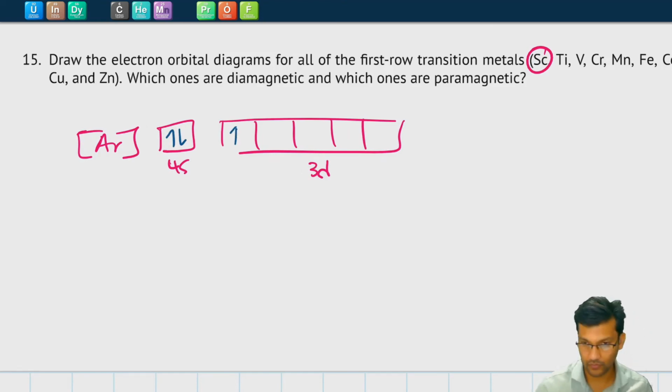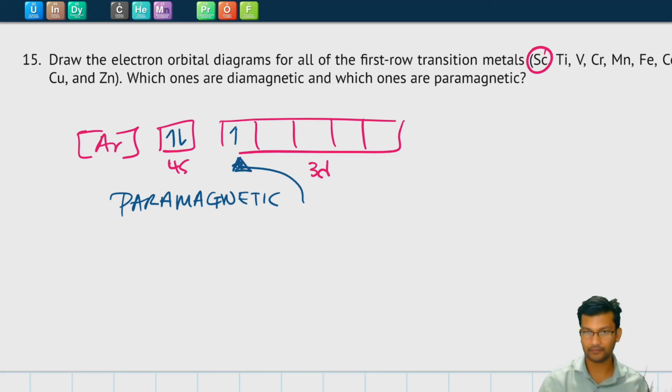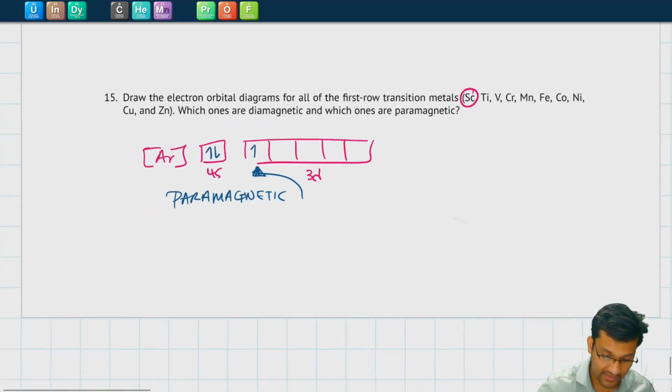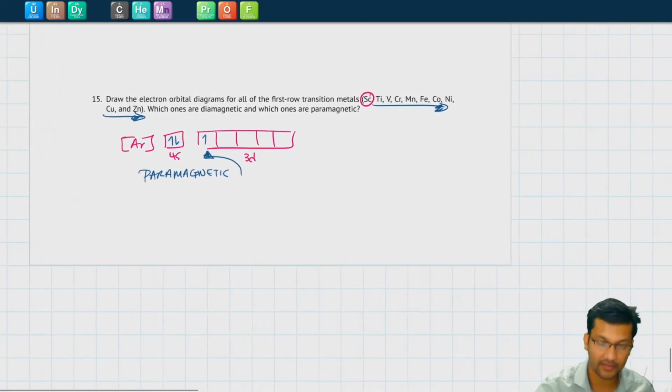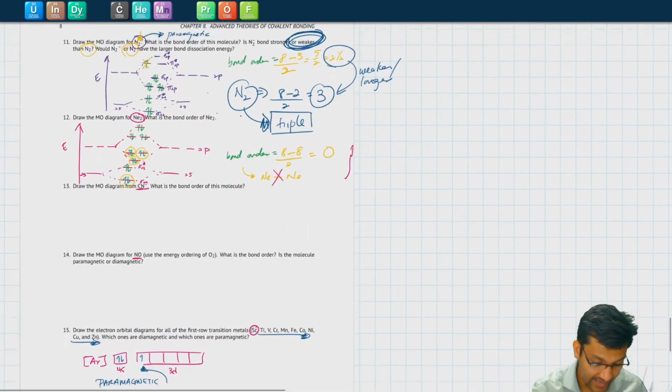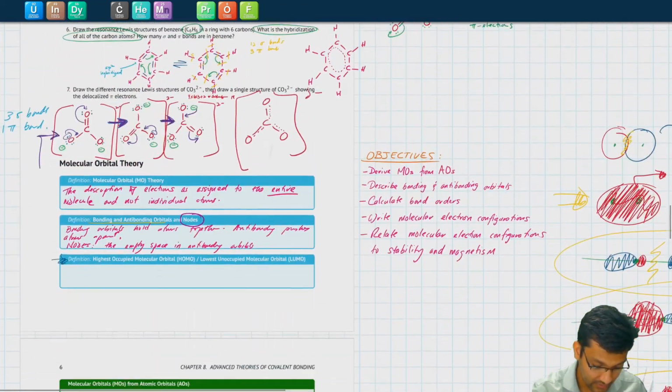So what do you know? Scandium is paramagnetic. Why? Because there's this unpaired electron right there. So do this exercise with all of the atoms in the first row of the transition metals, and we'll see which ones are paramagnetic and which ones are not. But that will bring us to the end of this topic on molecular orbital theory.